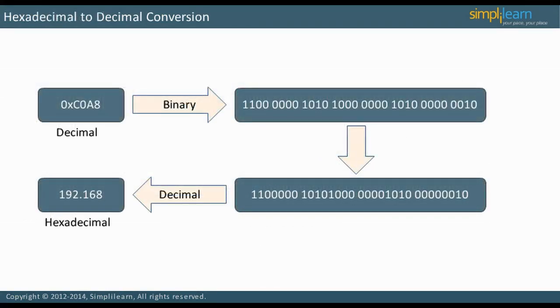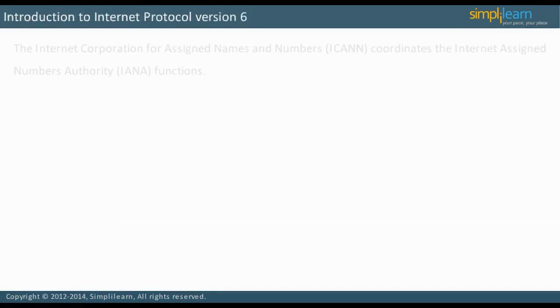To convert hexadecimal C0A8 into decimal, first convert each hexadecimal digit to binary as shown on the slide. Gather 8 bits into each group. Now this should look familiar. It is straightforward binary to decimal conversion. We have converted the first 2 octets of an IPv4 address, 192.168. Let us move on to Internet Protocol version 6 in the following slide.